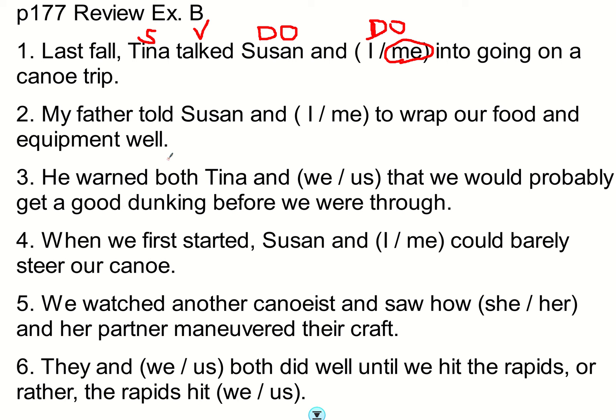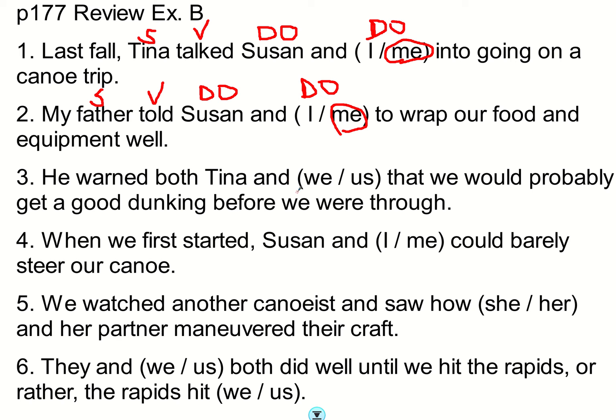Number 2 is a very similar sentence. Father, subject, told, verb, and then again, Susan and I or me is going to be a direct object, compound direct object there. And so again, objective, we go with me.